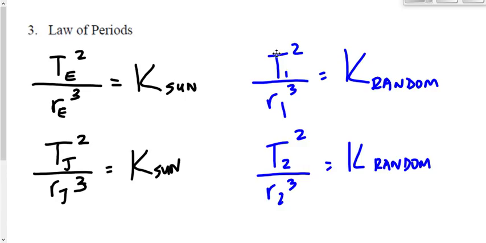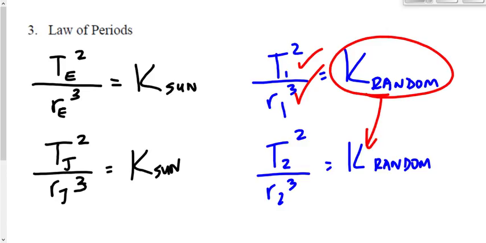So I don't know anything about planet 2 around the random star. It's newly discovered. But I know this and I know this. That allows me to get this. And now, knowing this and knowing how long it takes to orbit around the random star, I can determine the radius of revolution. So information from one planet allows me to find information about another planet.